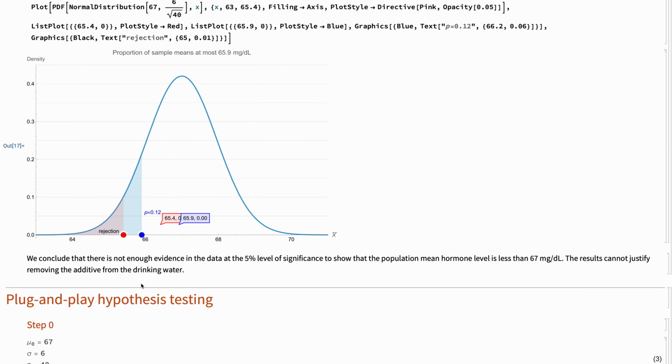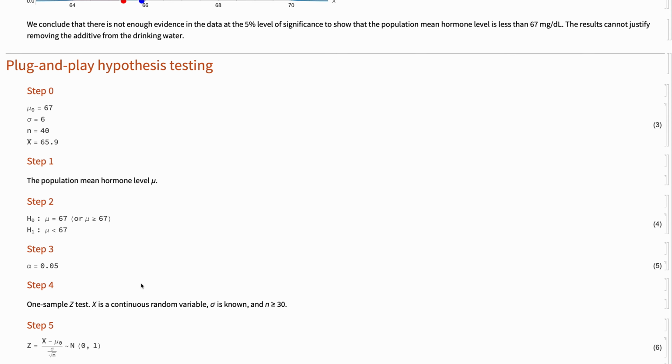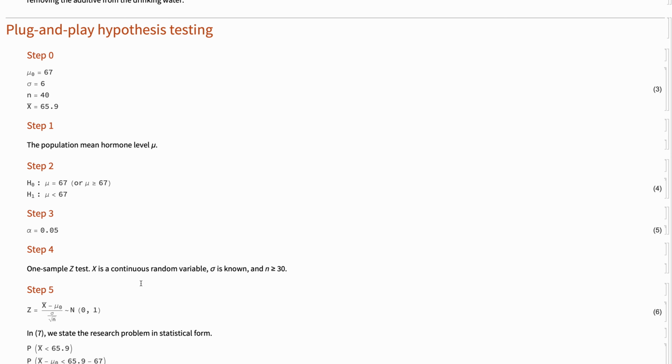Now, what do we usually do in a course in statistics? Well, we have this plug and play hypothesis testing, and I just want to go through it with you once again, just so you can see how well this fits in with the simulation that we've just done. So it's a 7-step process. Breaking it down gives you a nice mind map to work with. I always include a step 0 because I just want to summarize everything that I was told in the problem. I was told that the mean under the null hypothesis was 67. I was told that the population mean is 6.